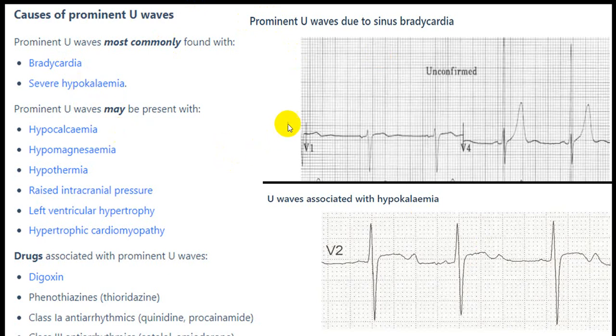Now these are a few ECGs which are there simultaneously. Here there is a bradycardia, and you can see after a tall T wave there is a small upright wave which is a U wave. This is normal, or we call it physiological.